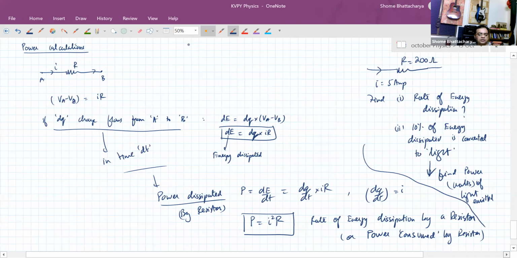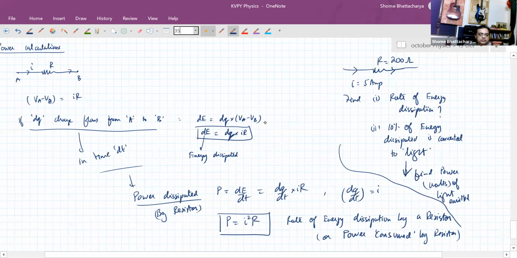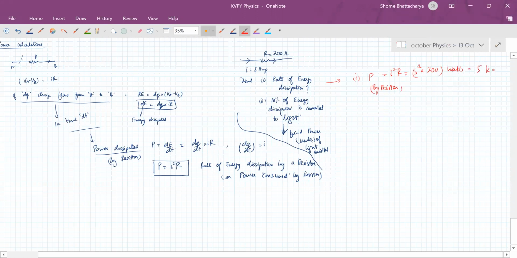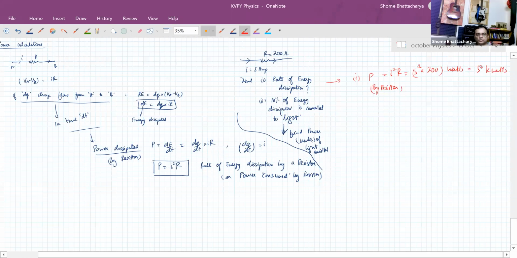We'll see that by this formula, the power consumed by the resistor is I square R. So that will become 5 square into 200 in watts. So 25 into 200. So that will become 5 kilowatts. Right? No, 50 kilowatts. No, 5 kilowatts.